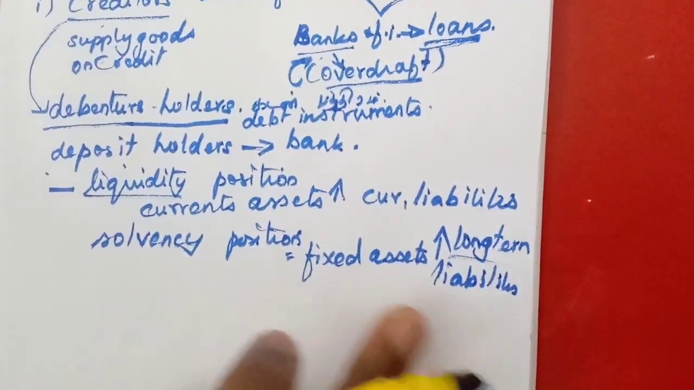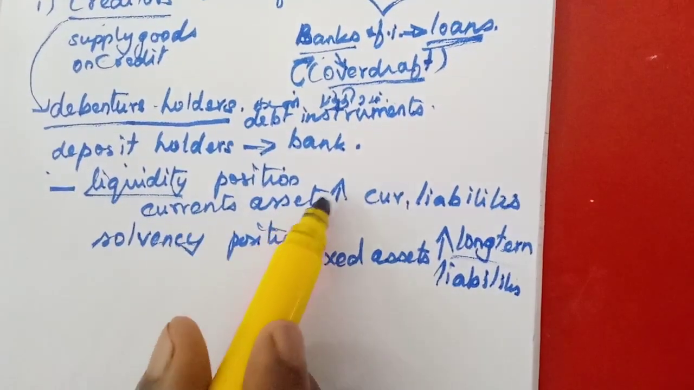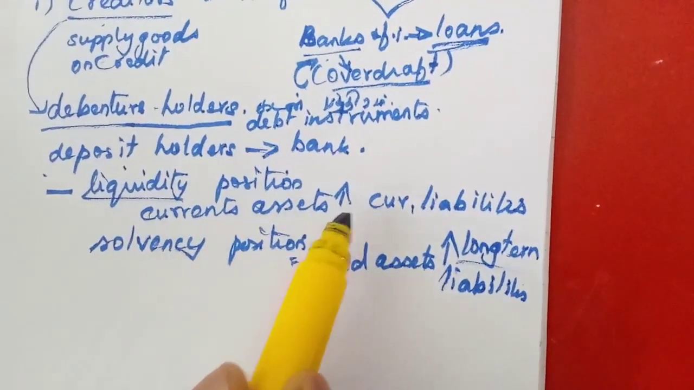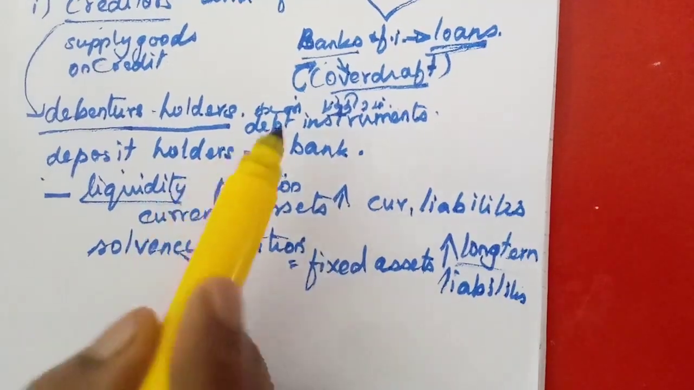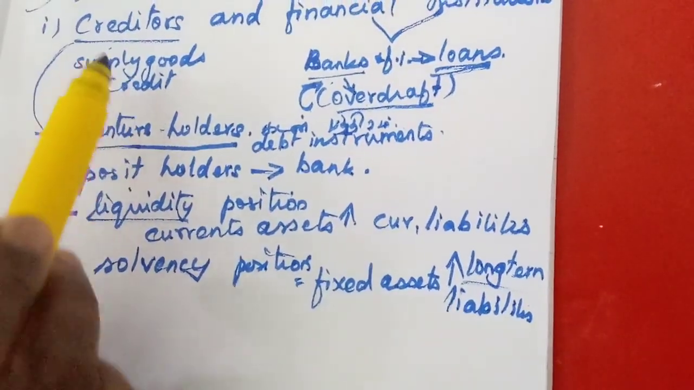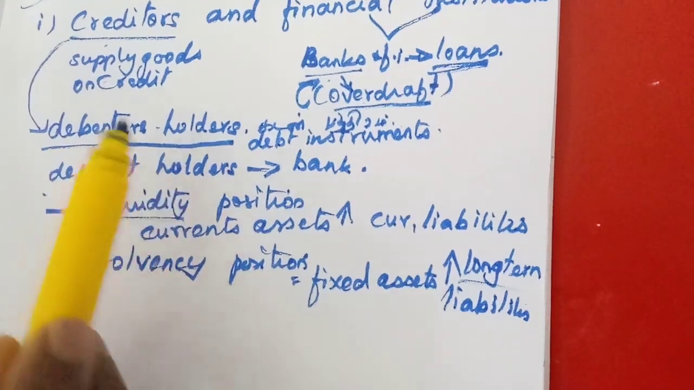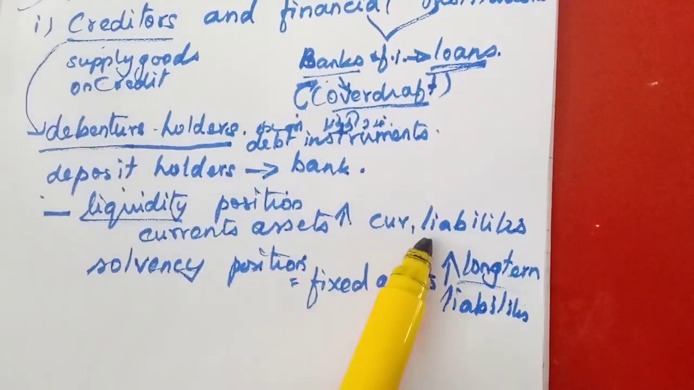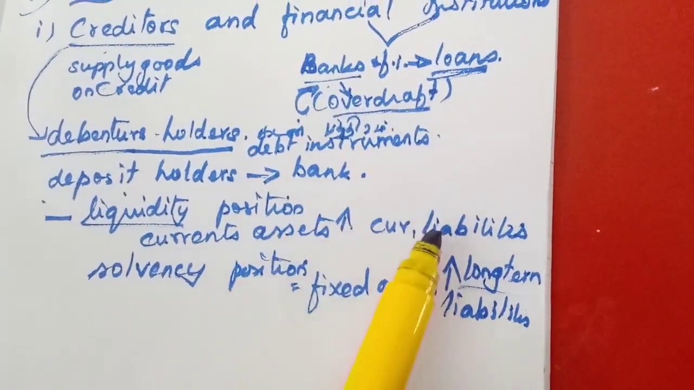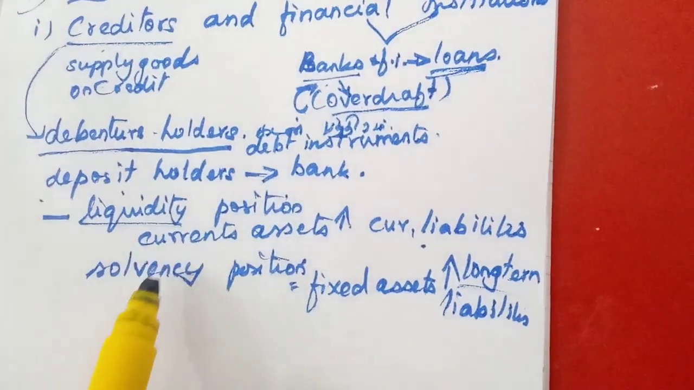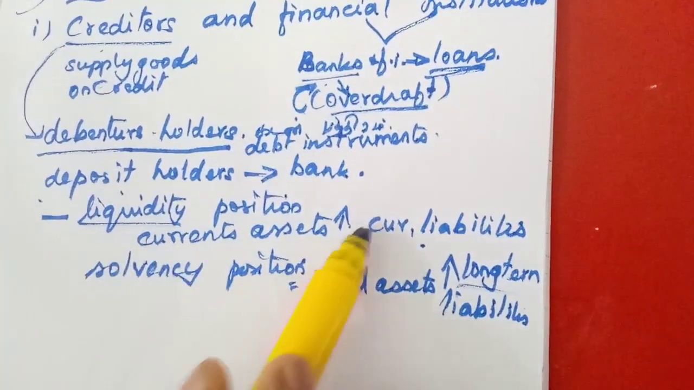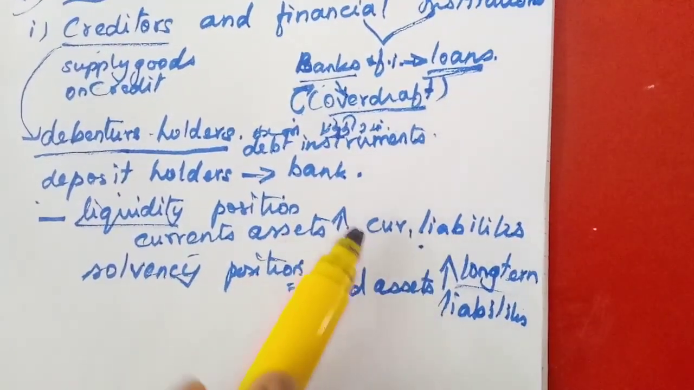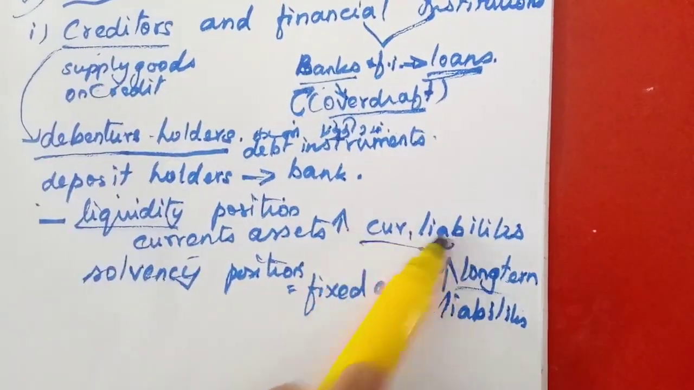So fixed assets should be more than the long term liabilities. Here current assets must be more than the current liabilities. If the liquidity position is good, only then they will be able to pay all these liabilities. Those who supply goods are called the creditors, that will come under current liabilities. Then the overdraft, current liabilities. So they will be checking whether they have current assets to pay back these current liabilities.